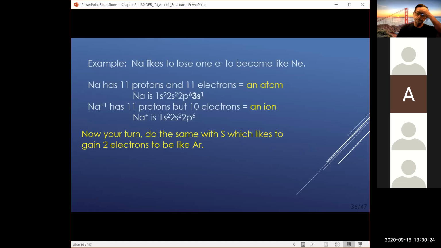All right, so let's take a look at sulfur. Okay, so if we take a look at sulfur, sulfur is in group 6.